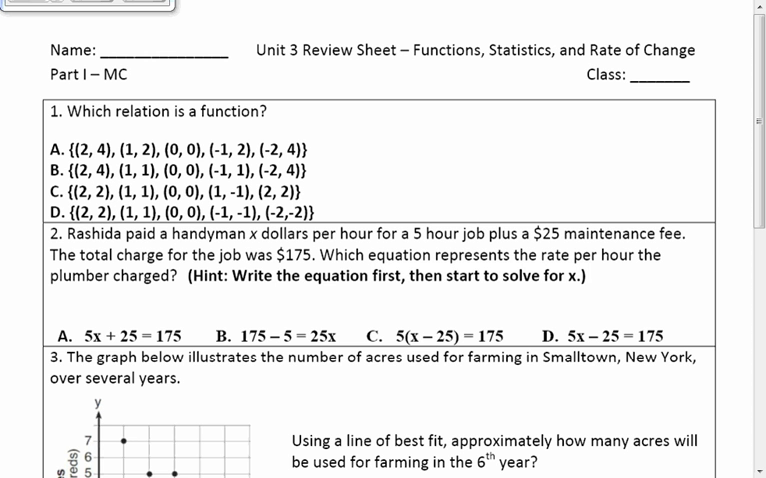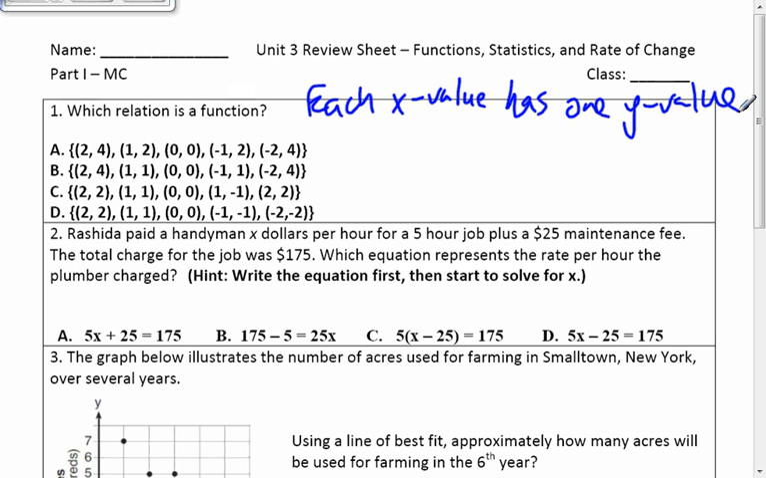Okay, number one, which relation is a function? A function is when each x value has one corresponding y value. So you just have to make sure that that's true. So in A, 2 goes with 4, 1 goes to 2, 0 with 0, negative 1 to 2, negative 2 to 4. Each x value only goes to one y value. I don't care that 2 and negative 2 both go to the y value of 4. As long as each x value only goes to one place, then it's fine. So A is a function.